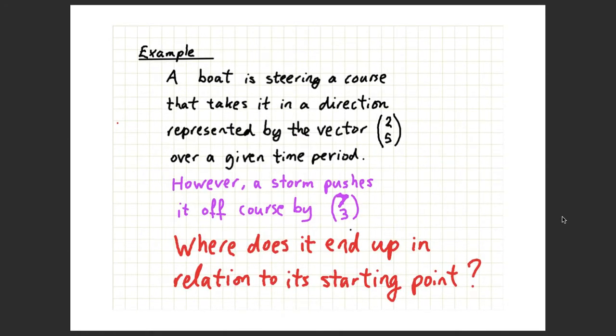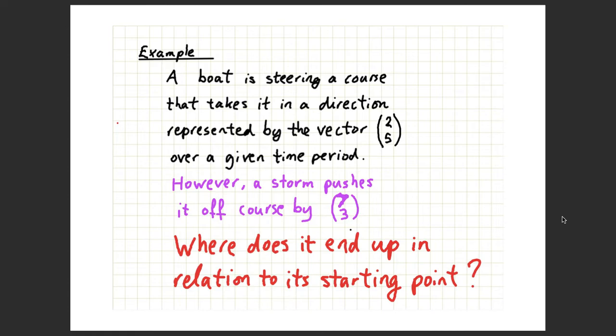So for example, a boat is steering a course that takes it in a direction represented by the vector 2, 5 over a given time period. So that could be a direction that's equivalent to going 2 units to the right or east, and 5 units upwards, which would be 5 units north, over a given time period, every hour, for example. However, a storm pushes it off course by 7, 3.